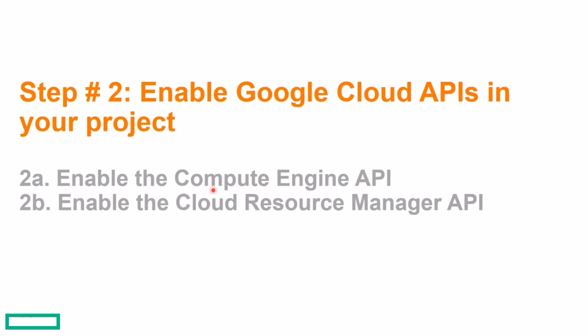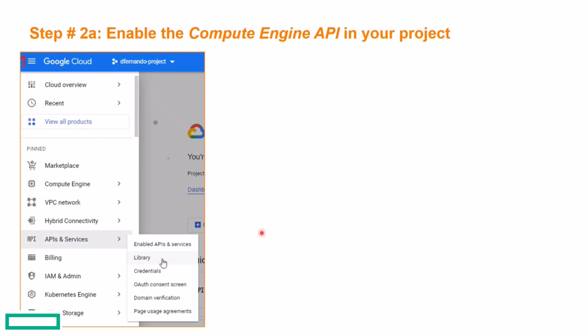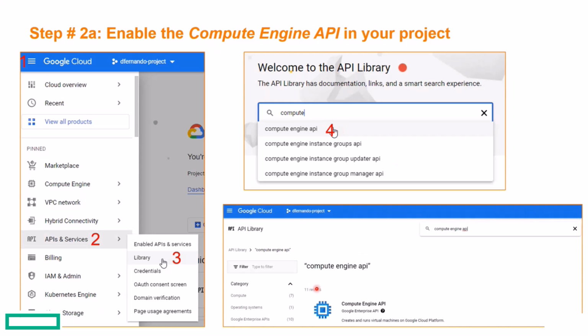First of all, you need to enable an API called Compute Engine API, and then you'll be enabling the Cloud Resource Manager API. And you do this from the Google Cloud Console. It's pretty straightforward to do this. So the first one: APIs and Services, then go to Library, and then you'll see this API library. If you start typing Compute Engine API, you will see this page, and it's pretty straightforward to enable this API.